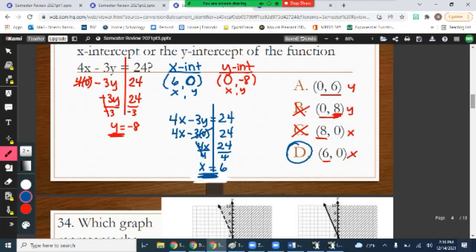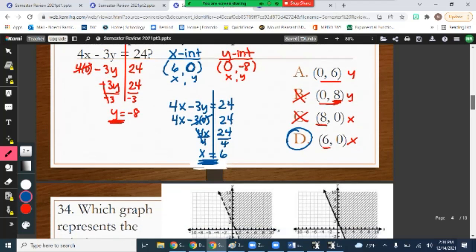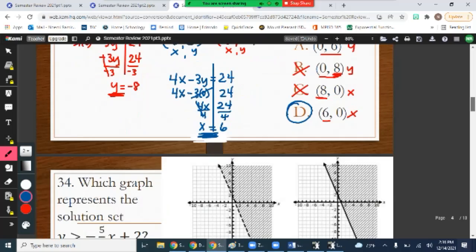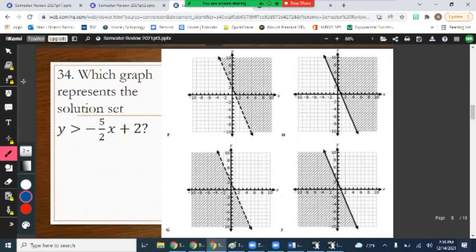You can change either one to a 0. If you solve and end up with x equals, that's an x-intercept. If you solve and end up with y equals, that's a y-intercept. Got it? All right. Everybody got that work copied? All right. You can watch the video again.